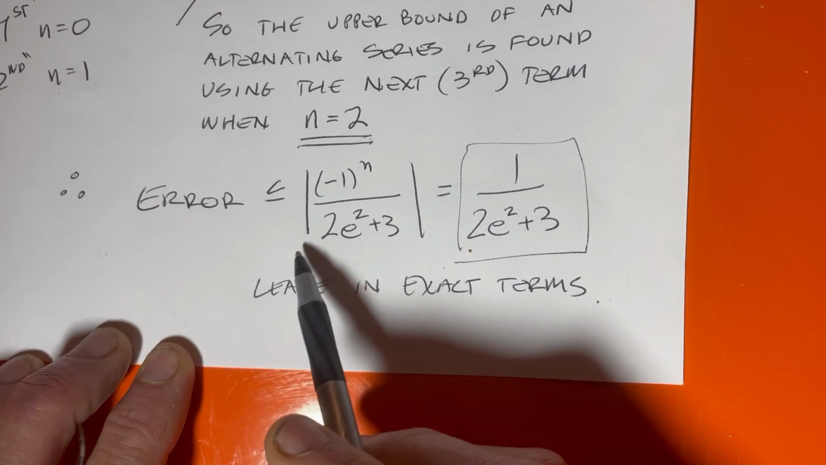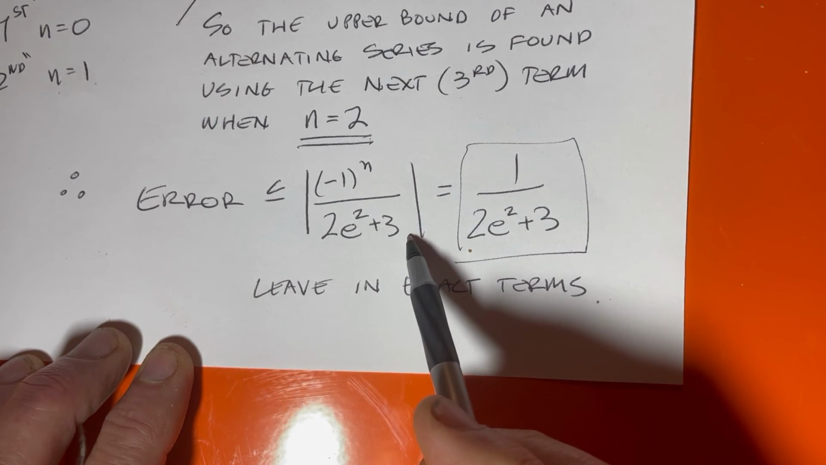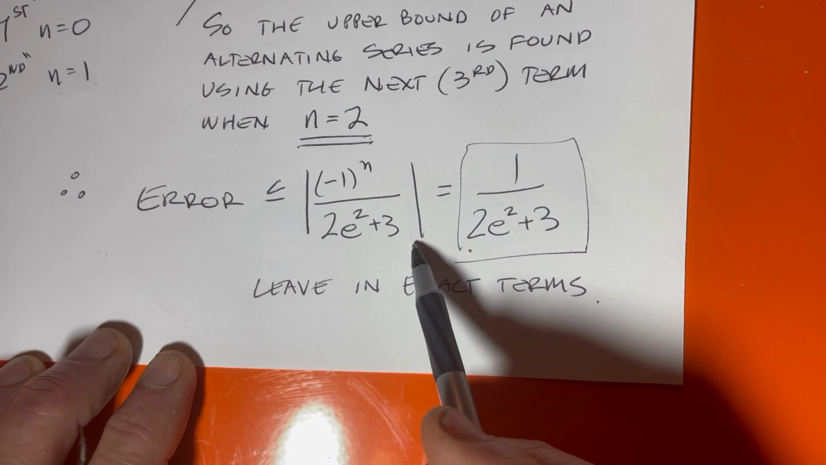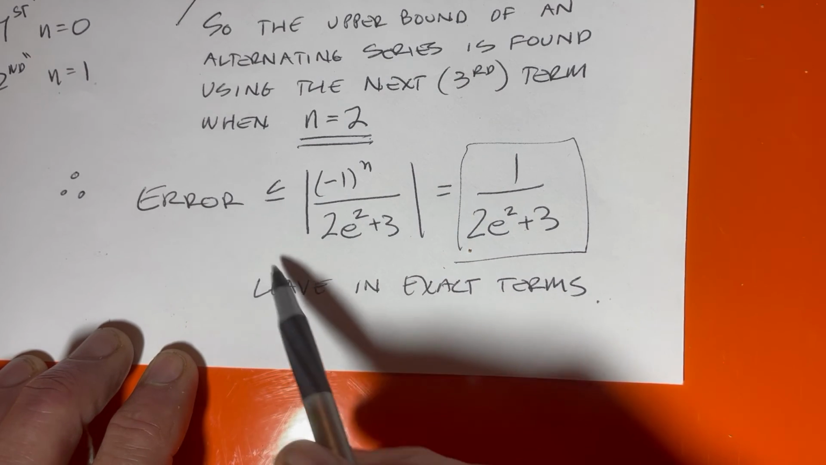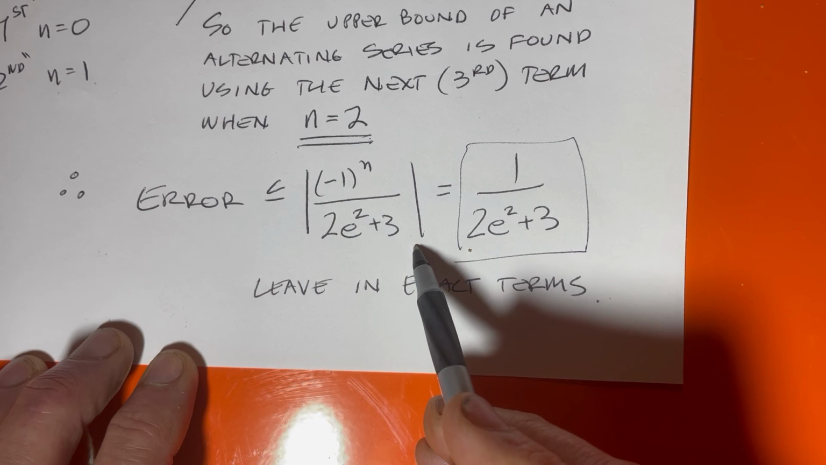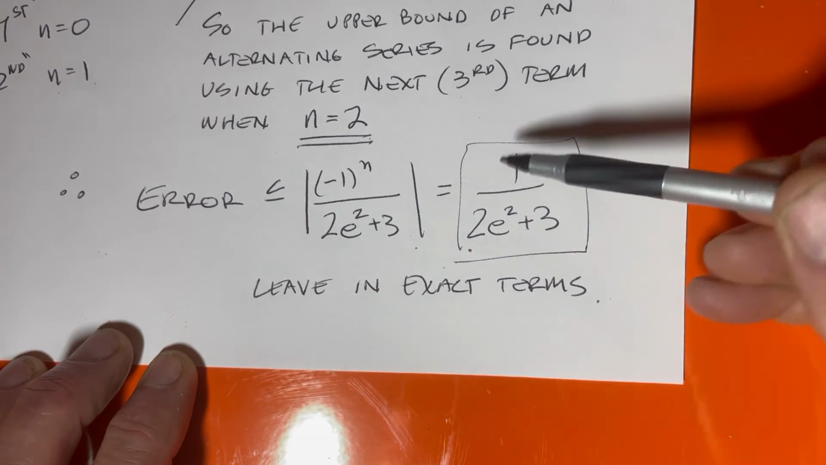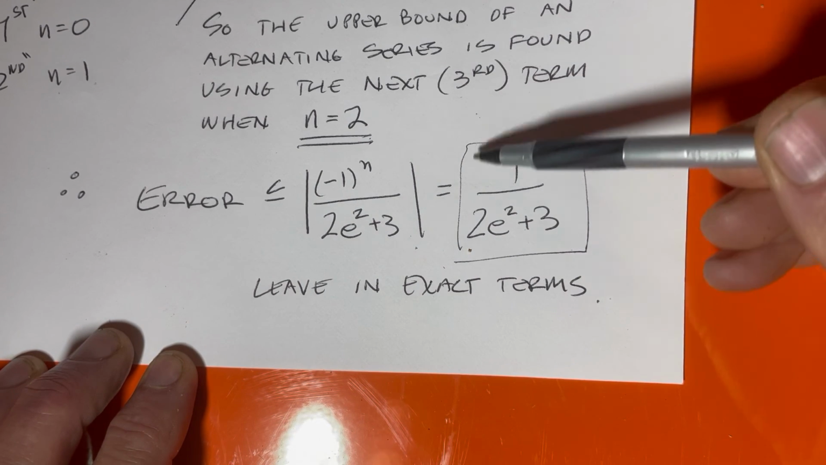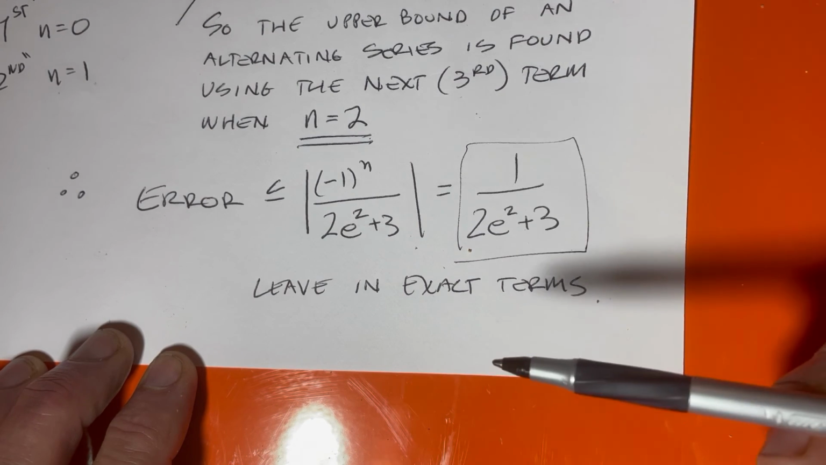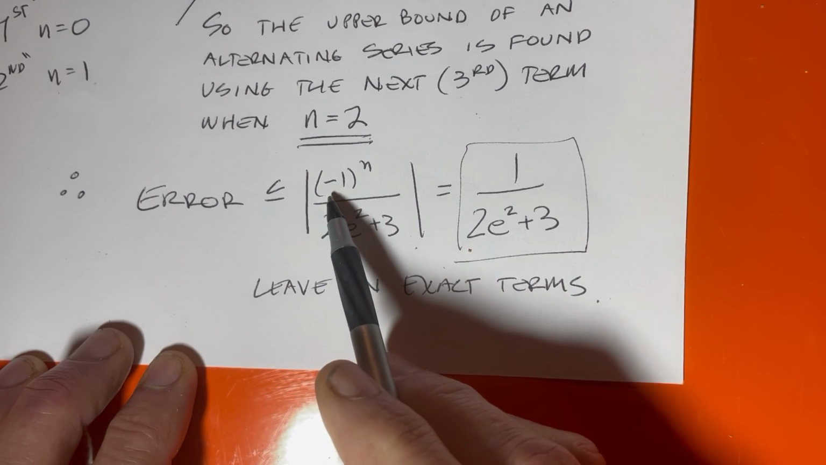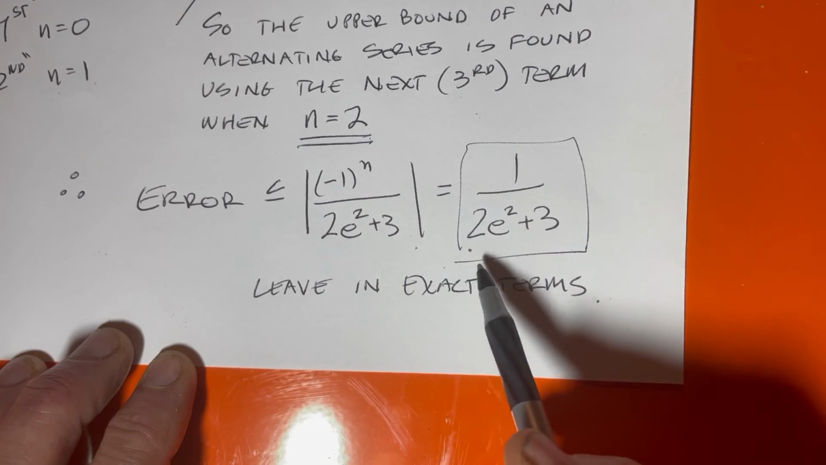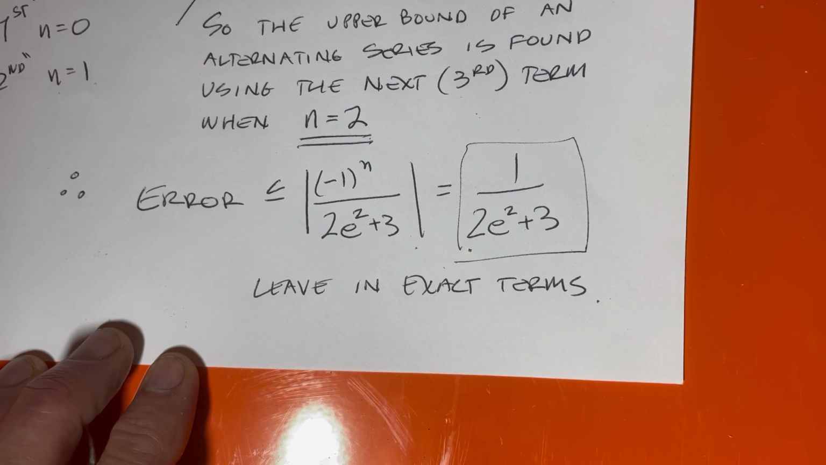It is the absolute value. With error, we're almost always asking about the absolute value of the error, the most the error can be. Khan does the whole thing about overestimate and underestimate, and I think that can easily make you think that you need to keep track of the sign, but for error, no, you don't. You just use the absolute value. Okay, leave it in exact terms.